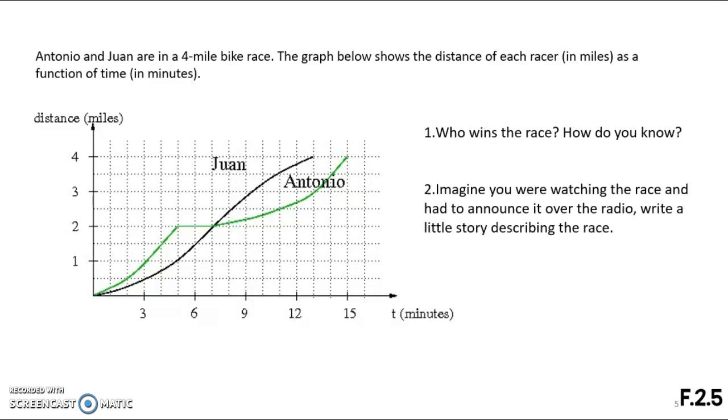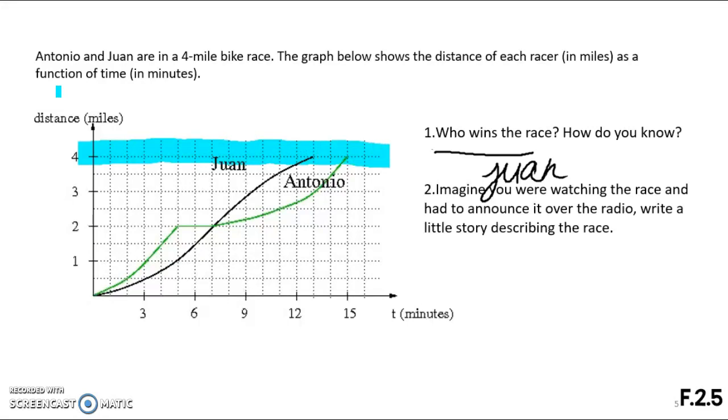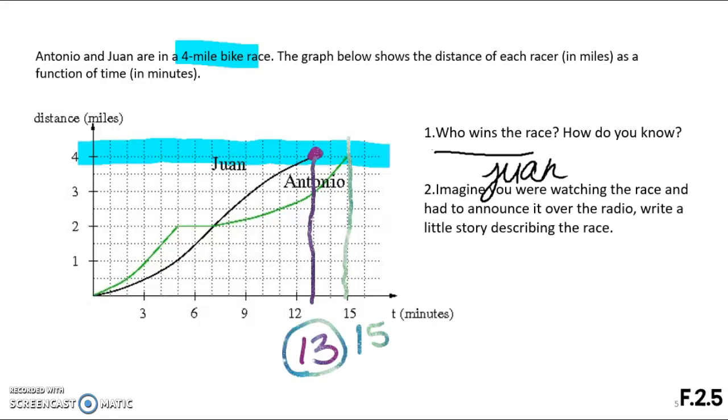Antonio and Juan are in a 4-mile bike race. The graph shows the distance of each racer in miles as a function of time in minutes. Who wins the race? So pause here, check out this graph, and decide who wins the race. Hopefully you've paused, and you would see that Juan would win this race. How do I know? Because the total race is 4 miles. If I look, Juan actually hits the 4 miles at 13 minutes, where it takes Antonio 15 minutes. So Juan would have the faster race time.